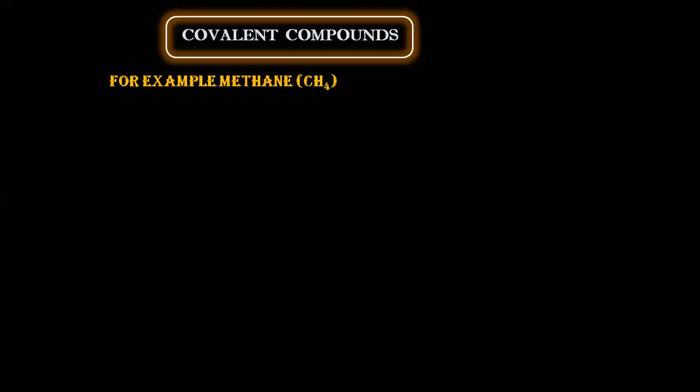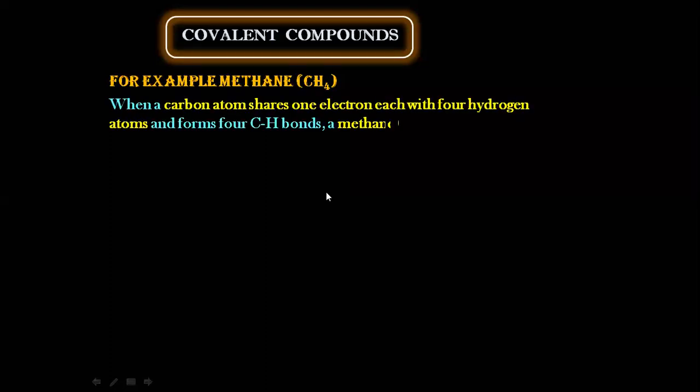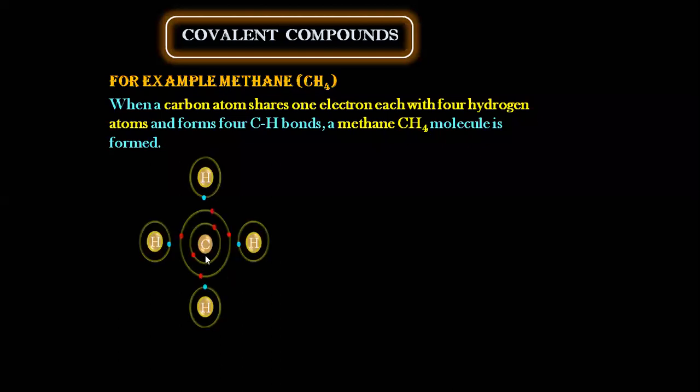सबने सुना है marsh gas. Okay, methane. You know the formula of methane is CH4, right? CH4. So when a carbon atom shares one electron each with 4 hydrogen atoms, it forms a C-H bond, and a methane CH4 molecule is formed. See here, I have one carbon in the center.